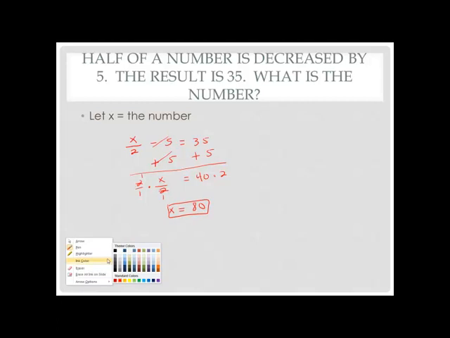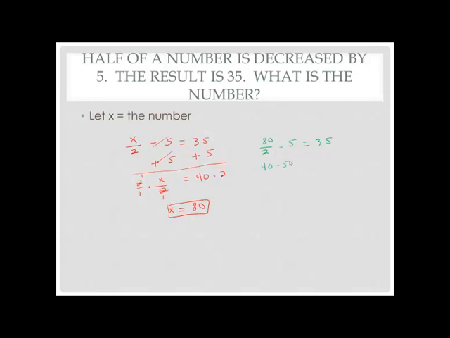Let's check that answer out and see if it holds true. 80 divided by 2 minus 5, we're saying that equals 35. And again, I just replace the x with my solution of 80. 80 divided by 2 is 40. And 40 minus 5 is 35. Checks out.